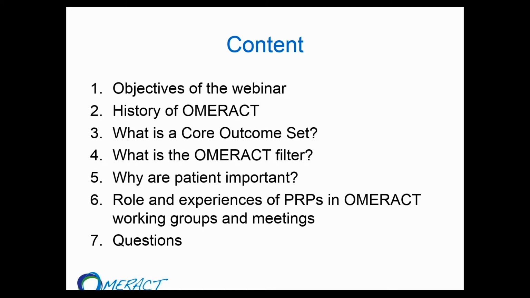A little bit of history, explaining what a core outcome set is, telling about the OMERACT filter and specifically also the new filter that has been agreed in 2014. A few words about why patients are important in developing core outcome sets, and then finally a few words about the role and experiences of patient research partners in OMERACT, working groups, and in the meetings. And I hope that at the end we will have time for some question and answers, and maybe a little bit of discussion.